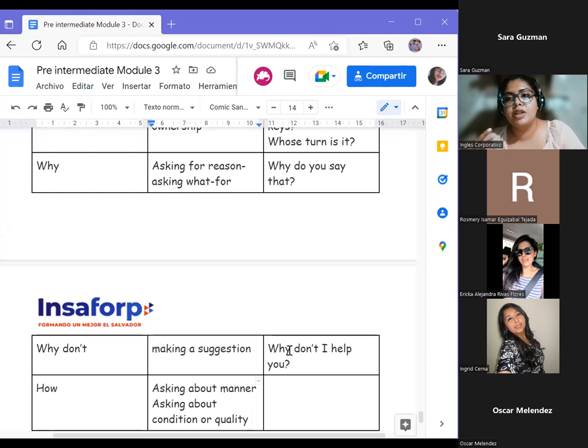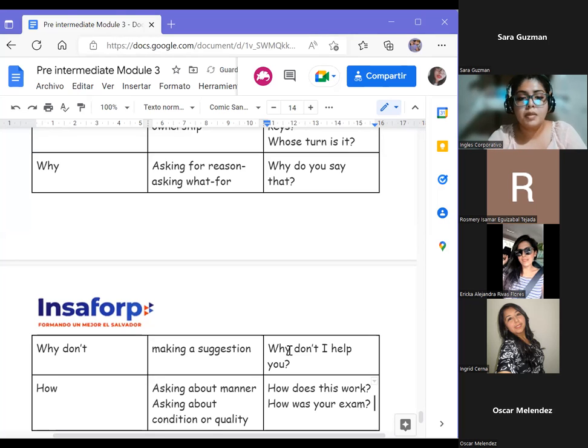But we are going to see other uses for this word. So we have the example and it says, how does this work? And the other one is, how was your exam? So in the first one, we have about manner. In that case, it is the function of something. And it says, how does this work?